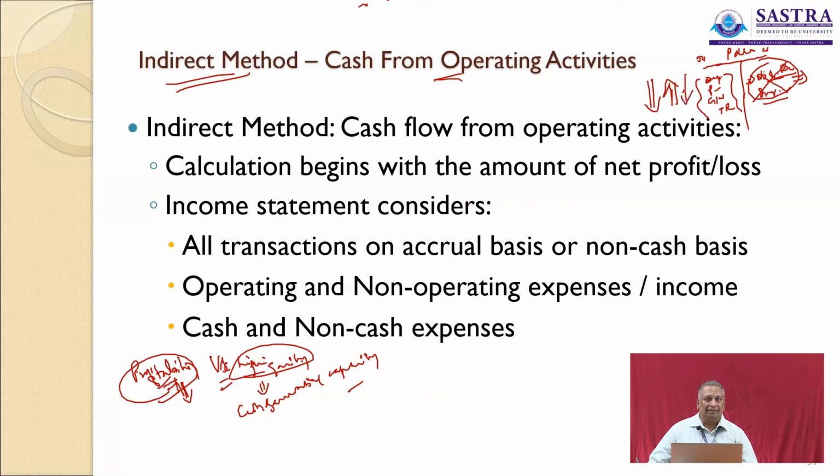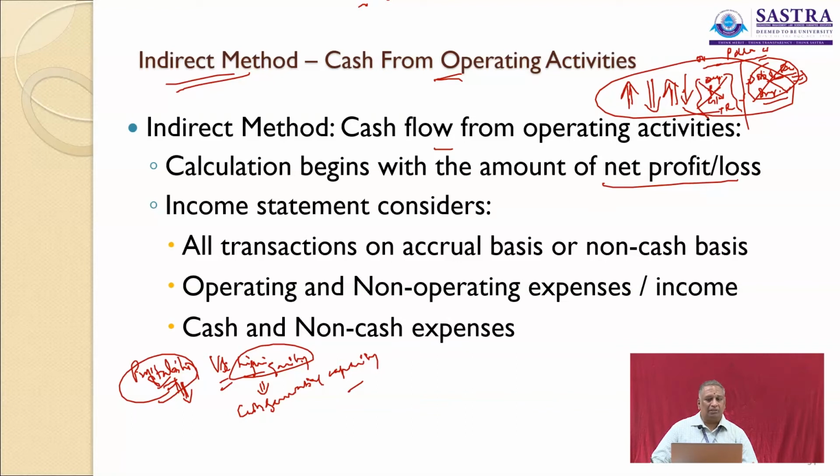All credit items found to be non-operating, if you remove it, your profit will decline. If you remove all non-cash expenses from the debit side, your cash position will increase. So this adjustment has to be made in case of the indirect method. In case of cash flow from operating activities, the calculation begins with net profit or loss. So the profit is the important subject matter here.